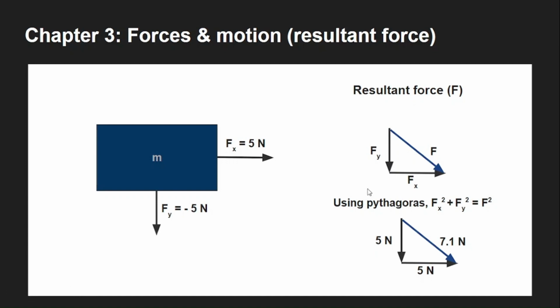triangle, is essentially the Pythagoras method, where we know that the square of the resultant vector or the resultant force is going to be equal to the sum of the squares of the component vectors or the component forces. So again, substituting the values of 5 for Fx and 5 for Fy, I basically get a value of 7.1 newtons for the resultant force. So that is my resultant value.